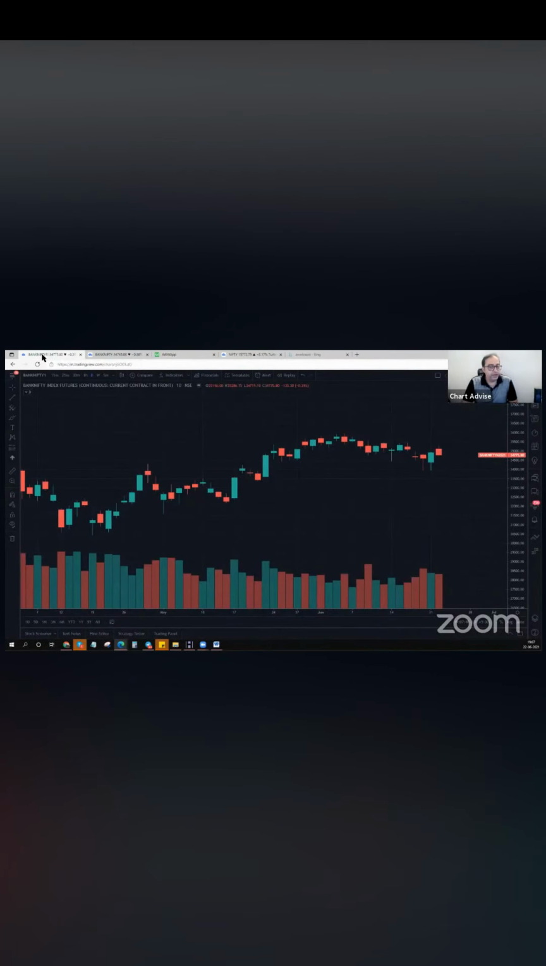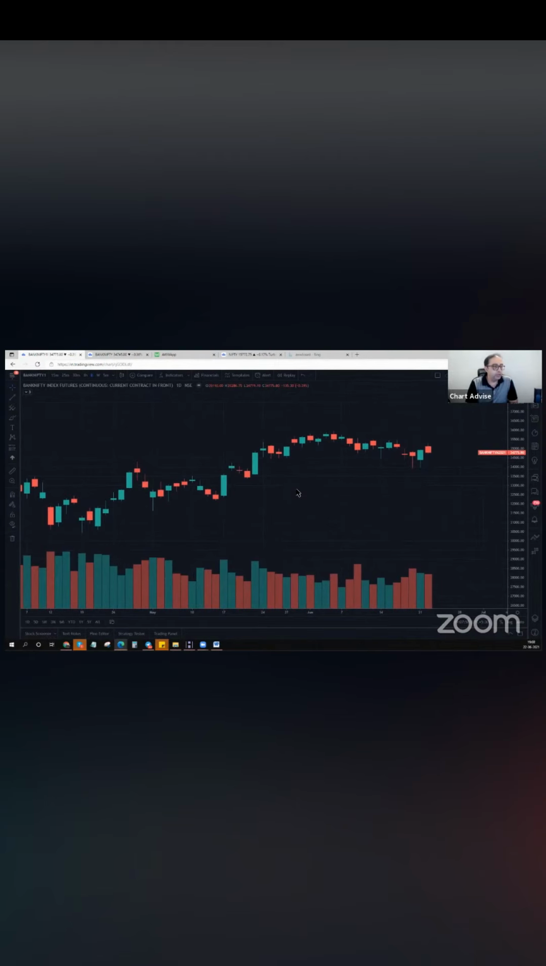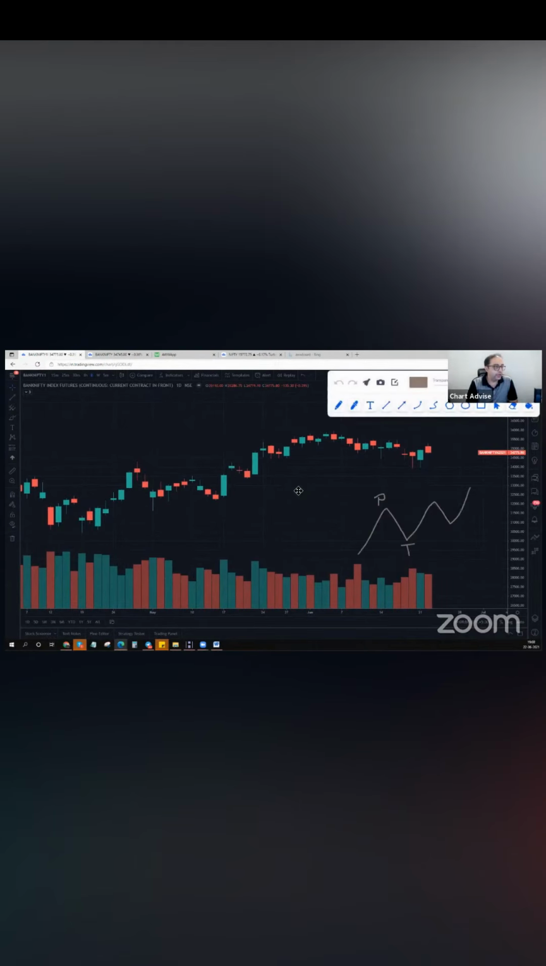So first, let's take a look at the Bank Nifty charts, right? All of you can take a look at the Bank Nifty charts here, and you can see that Bank Nifty over the last few weeks has been steadily making a higher high, higher low, right? So you can see here a continuous move to the upside, correct?